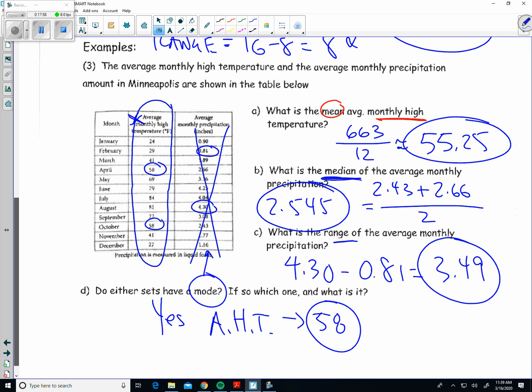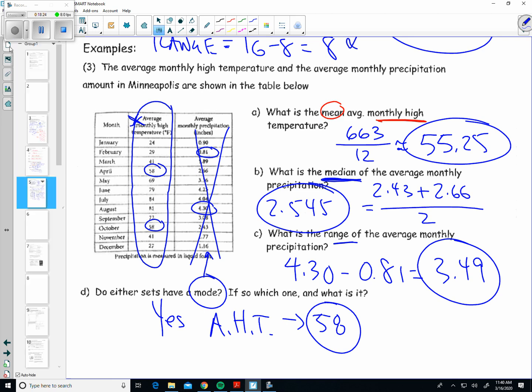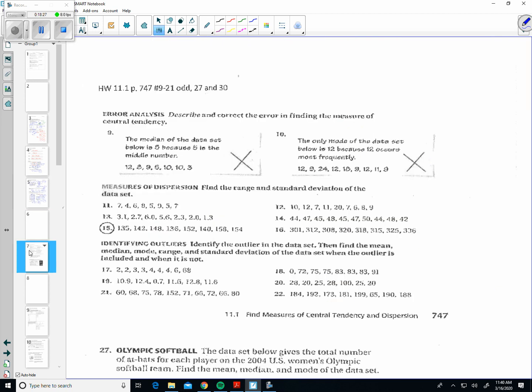Hopefully that was a good lesson for you and a nice review of all the measures of central tendency going back to probably 6th, 7th, 8th grade: your mean, median, mode, and your range values. We now, of course, will attach a worksheet here for you to work on. It should be right there in your packet, the homework from section 11.1. It's page 747, 9 through 21 odds, 27 and 30. If you scroll over one more page, you'll see your homework. If you could take a picture of that and send it back to me, that would count for your assignment for our first e-learning activity.